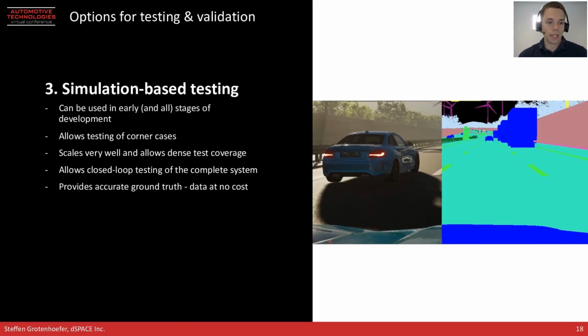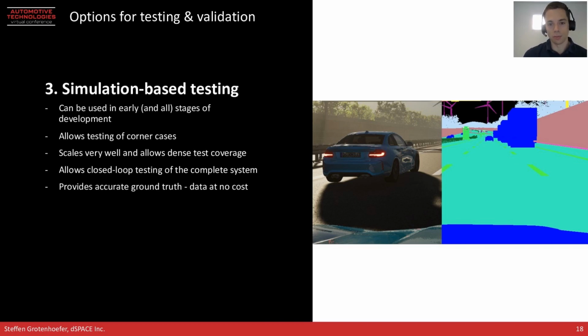Yeah, and last but not least, simulation can also provide accurate ground truth data, basically at no cost. If you have a data logging approach, you typically collect the data and then, in a more or less automated fashion, in the end, humans still need to label the data to have ground truth, whereas in simulation, the simulator can directly provide very accurate ground truth information.